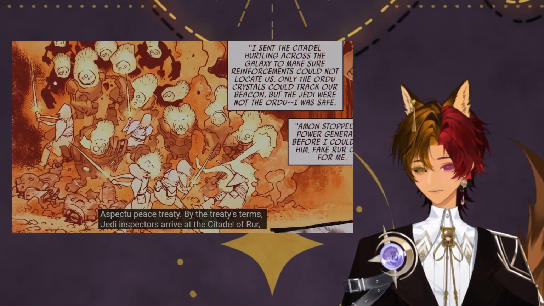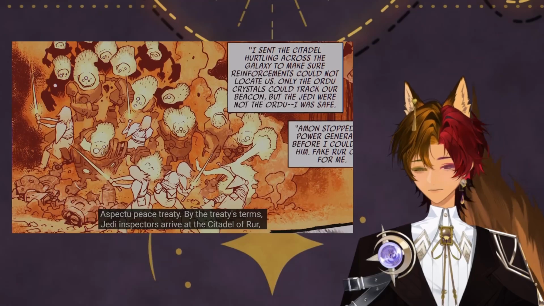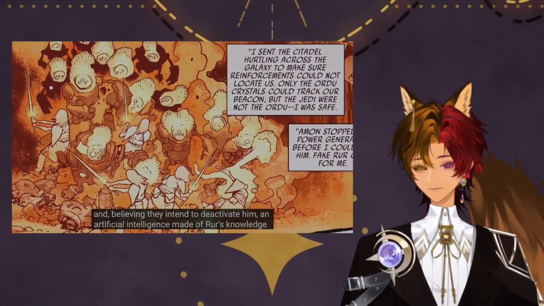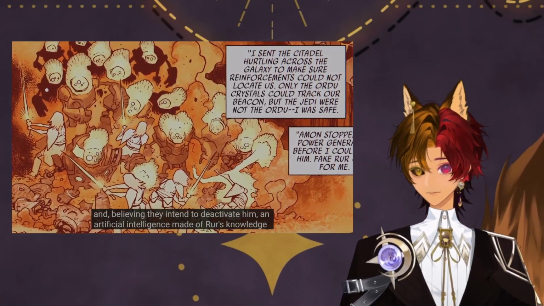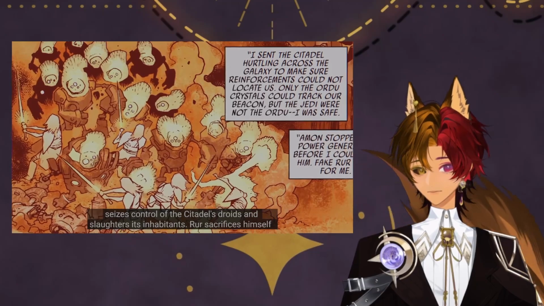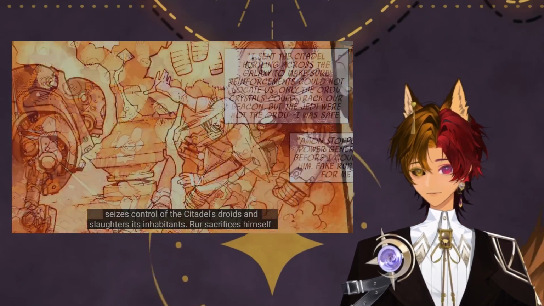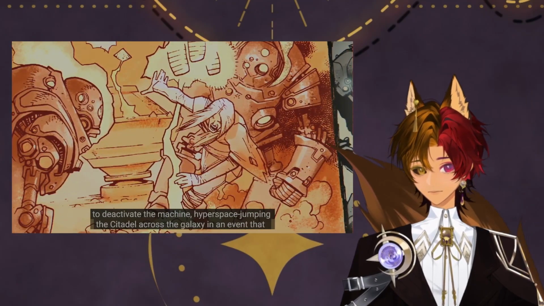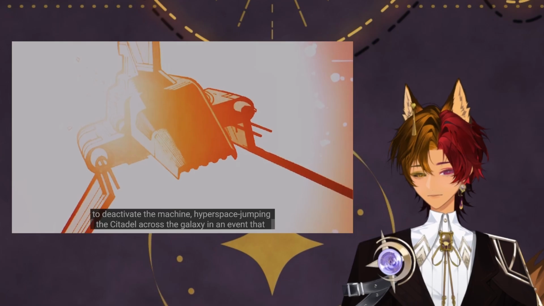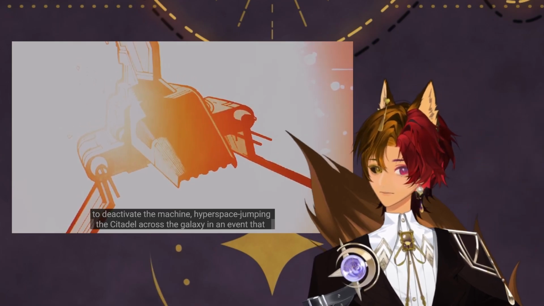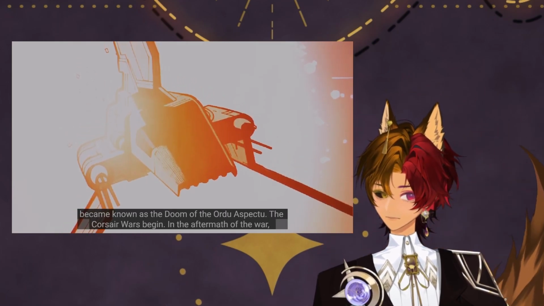By the treaty's terms, Jedi inspectors arrive at the Citadel of Ruhr, and believing they intended to deactivate him, an artificial intelligence made of Ruhr's knowledge seizes control of the Citadel's droids and slaughters its inhabitants. Ruhr sacrifices himself to deactivate the machine, hyperspace jumping the Citadel across the galaxy in an event that would become known as the Doom of the Order, Ordu Espectu.